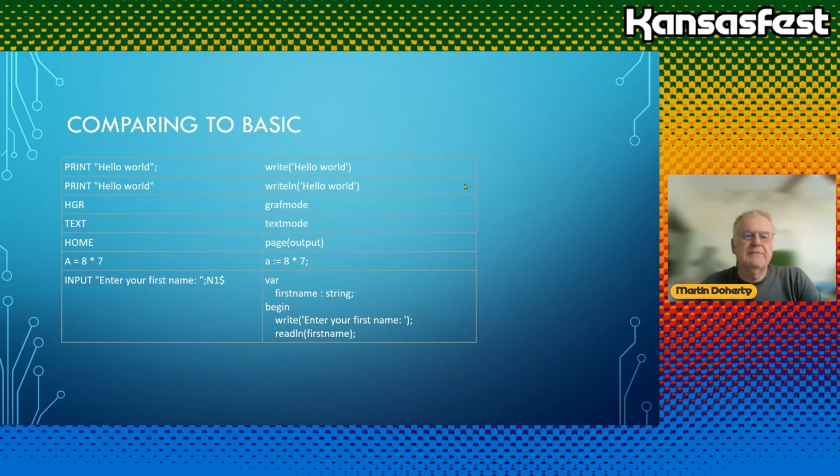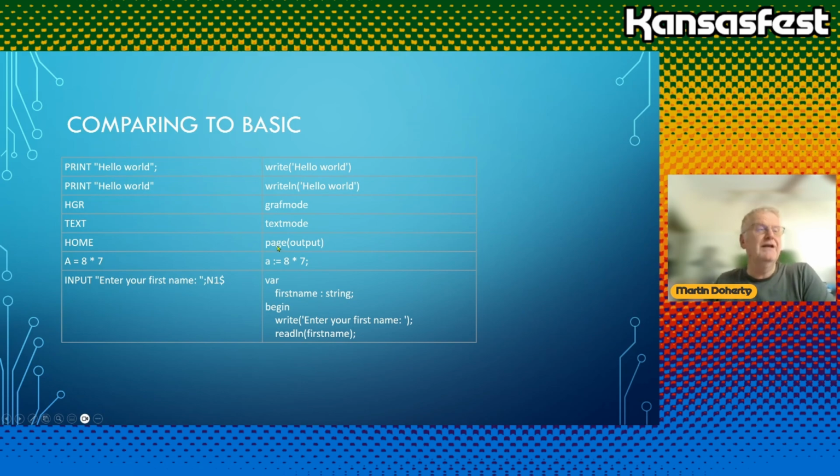Just a few quick syntax comparisons to Applesoft. I just pulled a few very basic statements, a couple of print statements. In Pascal, you use the verb write, and it's not that different. In Basic, if you call HGR, you go into high-res graphics mode, screen 1. In Apple Pascal, you call a procedure called graph mode, and then to go back to text, you call a procedure called text mode. To clear the screen, you call the page procedure.